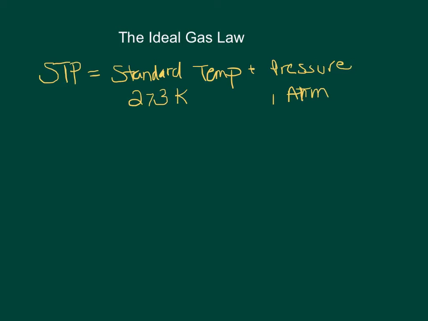Now, the equation for the ideal gas law is PV, pressure times volume, equals nRT. And you should know that T is temperature. Temperature has to be in Kelvin. N here in this equation stands for the number of moles.